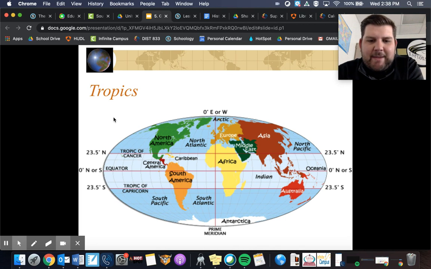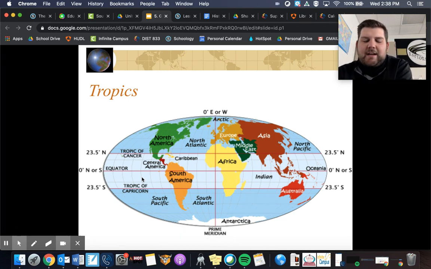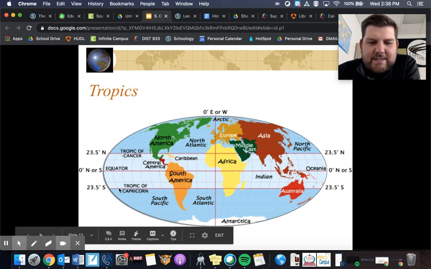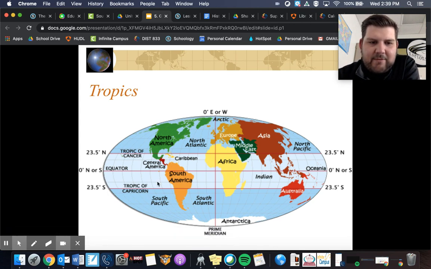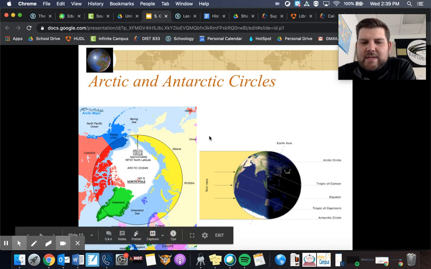We've got the tropics, the Tropic of Cancer and the Tropic of Capricorn. Those are 2 lines of latitude that divide our Earth even more. You can see they're at 25 degrees south for the Tropic of Capricorn, and 23.5 degrees north for the Tropic of Cancer. On our globe, we've also got the Arctic and Antarctic circles. The Arctic Circle is at the very northernmost part of our globe, and the Antarctic Circle is at the very southern tip.